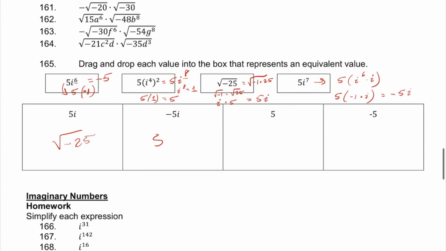-5i was 5i to the 7th. 5 was 5i to the 4th squared, and -5 was 5i to the 6th.